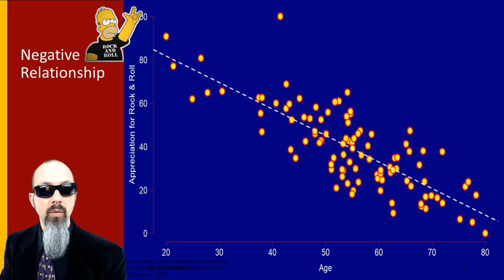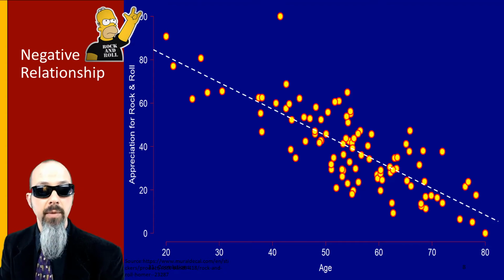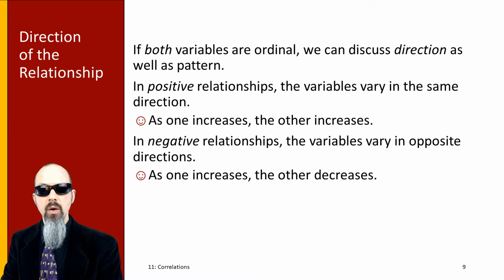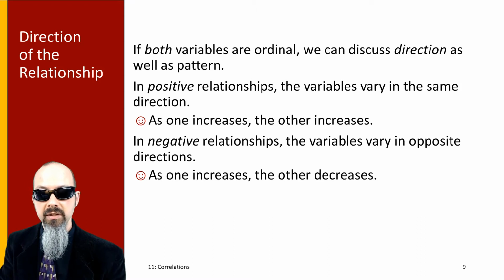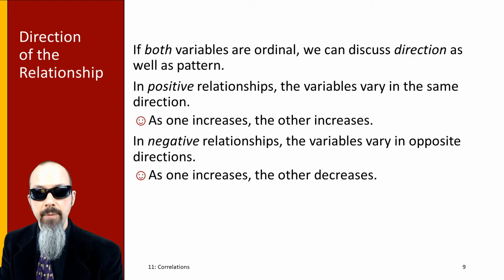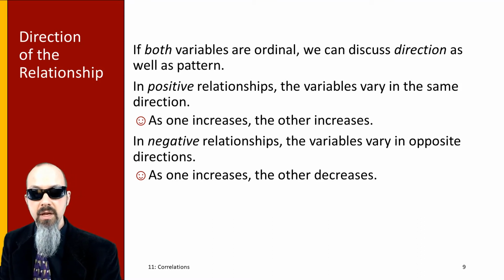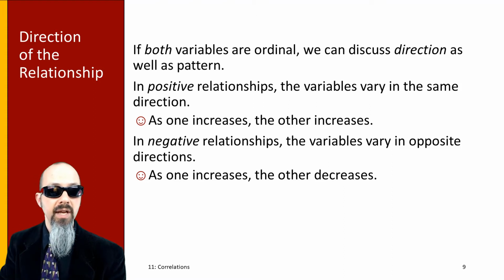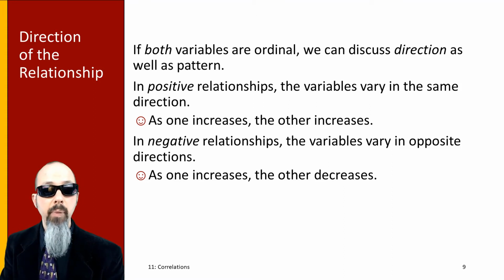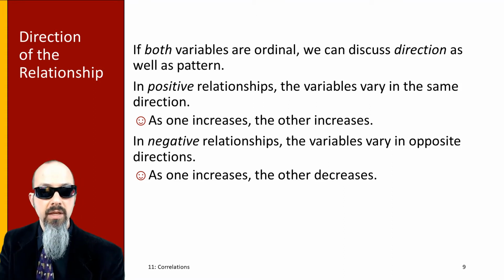It's not right or wrong to have a specific choice of which one you want to preference when you're talking about these scatter plots. So in this case then, if both the variables are ordinal or interval ratio, we can talk about the direction as well as the pattern. And in positive relationships, we're saying how they vary in terms of their direction. As one increases, so does the other one. But in a negative relationship, they go in opposing directions. As one goes up, the other one goes down, and vice versa.